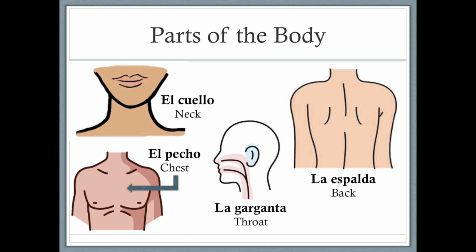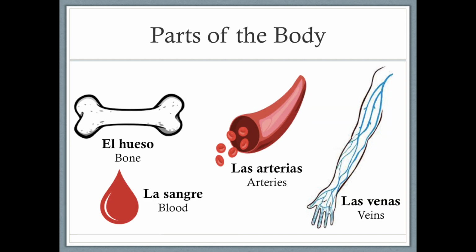El pecho is the chest. So chest pain is dolor del pecho. Dolor means pain. La garganta is the throat. And la espalda is the back. El hueso is bone. La sangre is blood. Las arterias are arteries. And las venas are veins.